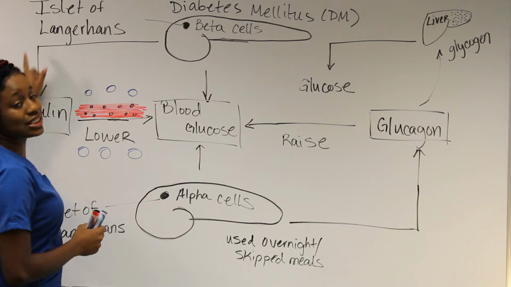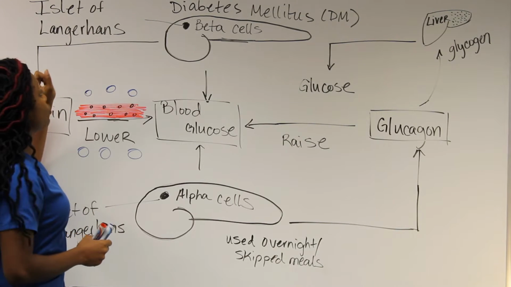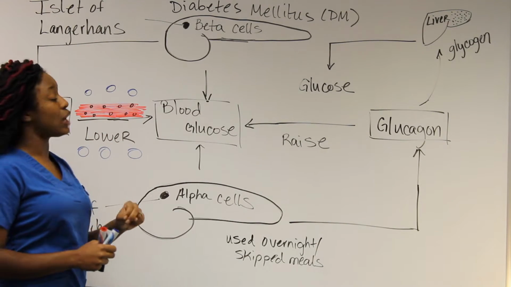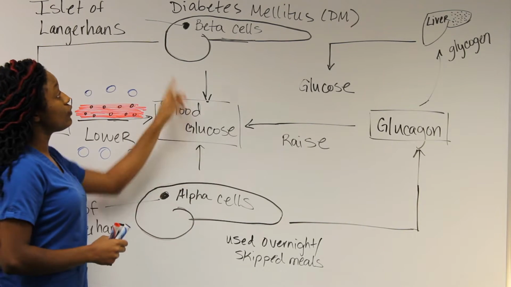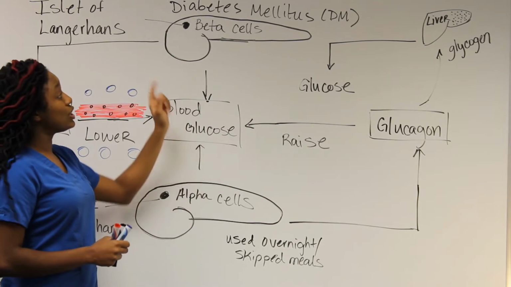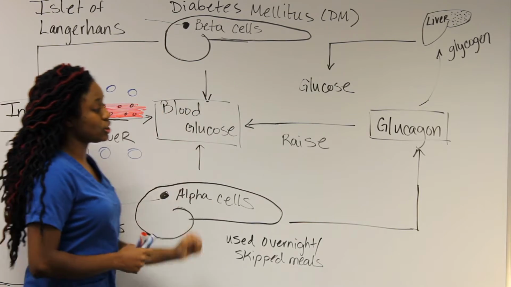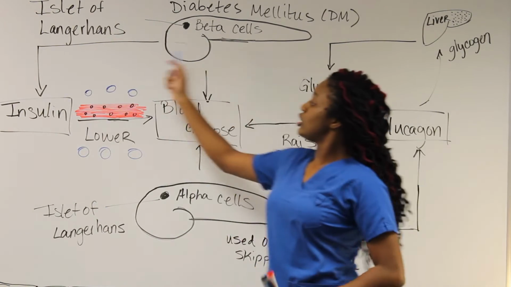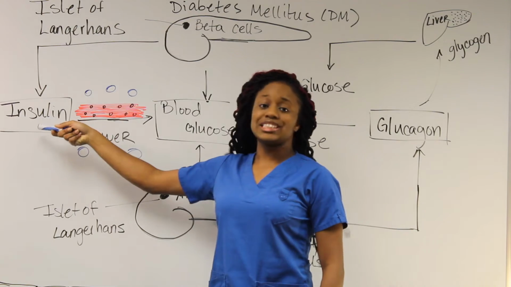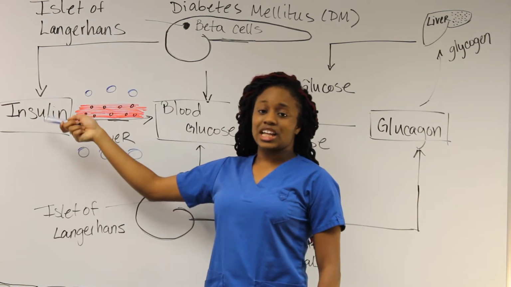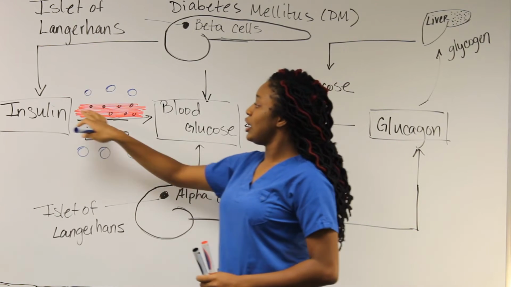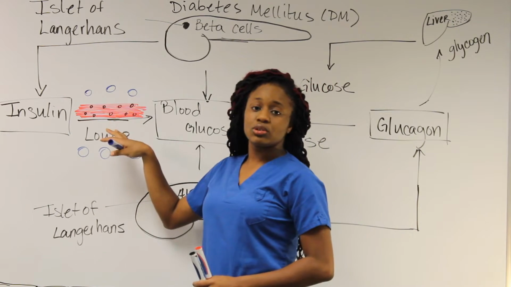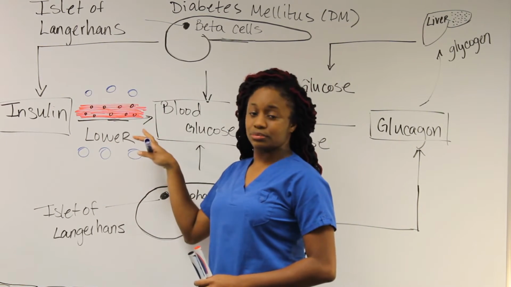There's a region called the islet of Langerhans. And within the islet of Langerhans, you have two different types of cells. You have beta cells and you have alpha cells. Right now, I'm gonna focus more on the beta cells. And within the beta cells, it's going to secrete a hormone called insulin. Once that insulin is secreted, it's going to work as a vehicle to get all of these sugars into the cell.